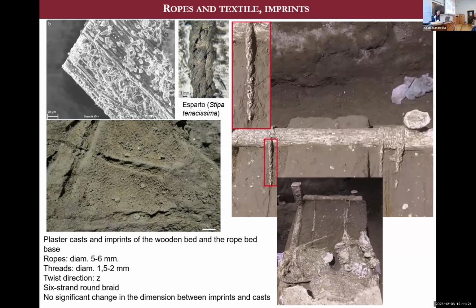it is remarkable the comparison with the carbonized ropes we also encounter in the Vesuvian area. In this case, we have a six-strand round braid that is almost identical in dimension to the carbonized one. And they are all realized in spartograss, so in Ampelodesmos mauritanicus. So it's highly possible that the ones impressed in the ashes were also made with the same material.